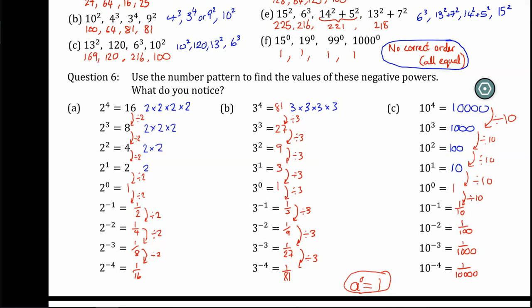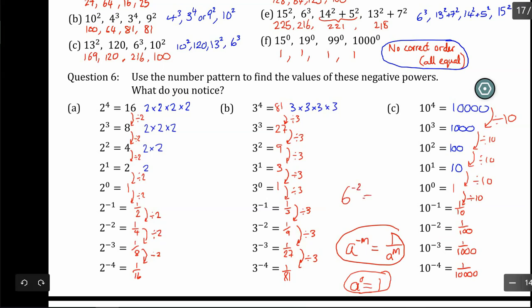Okay, so it doesn't matter what the number is. I now know something about negative powers as well. Anything to the power of negative something is 1 over the power of what it would have been if it was just a positive power. So 2 key things came out of that pattern. For example, if I had the question 6 to the power of negative 2, well, I know it's going to be 1 over, because the negative causes the reciprocal, and 6 squared is 36.